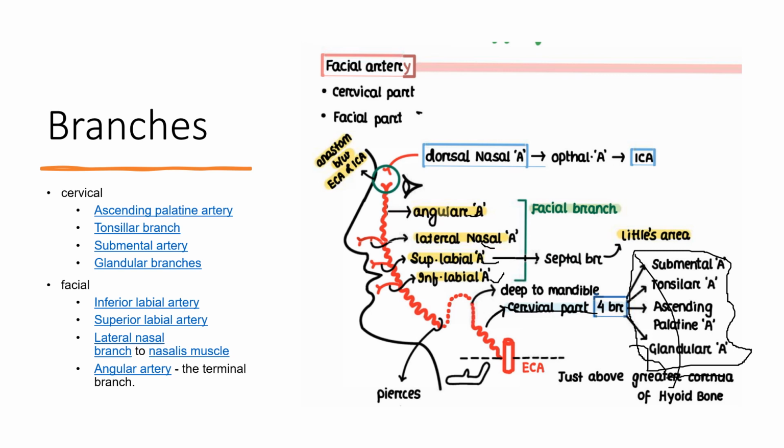One of the important points to remember is the dorsal nasal artery, which is a branch of the angular artery. It anastomoses with the ophthalmic artery, which is a branch of the internal carotid artery. So this point you should remember.